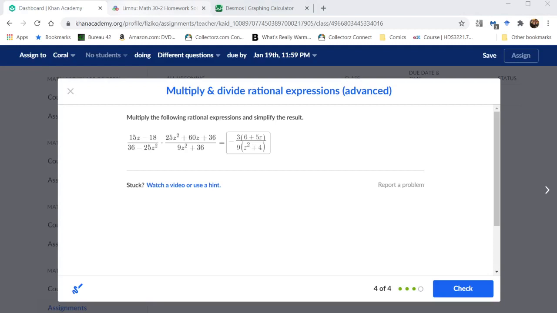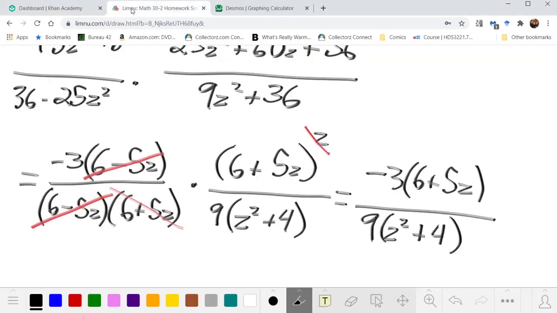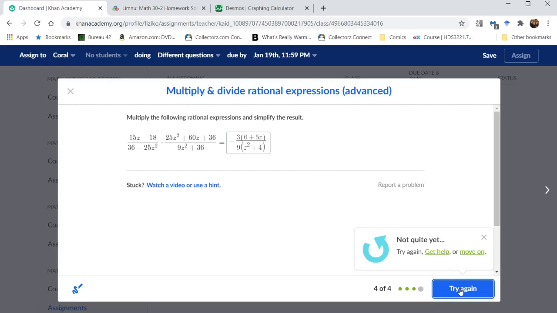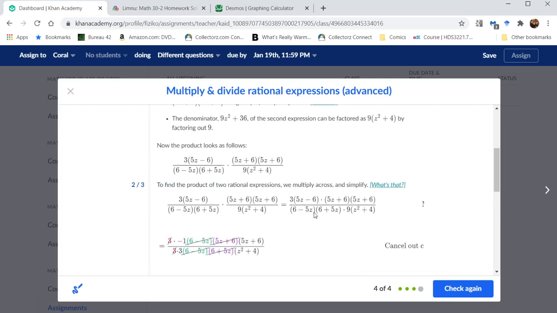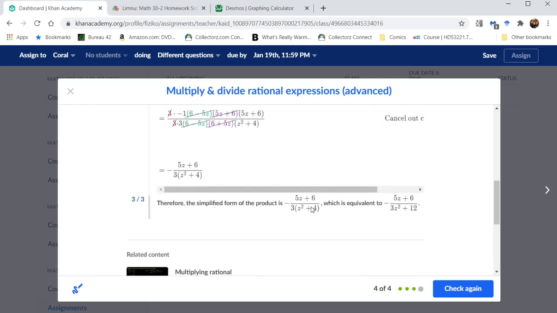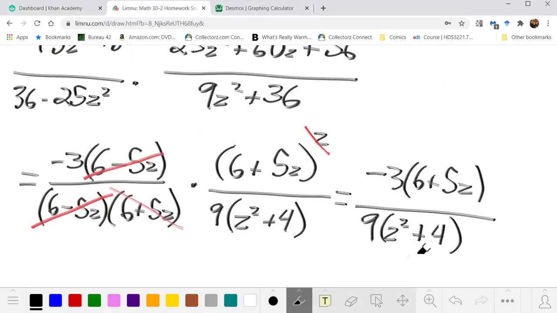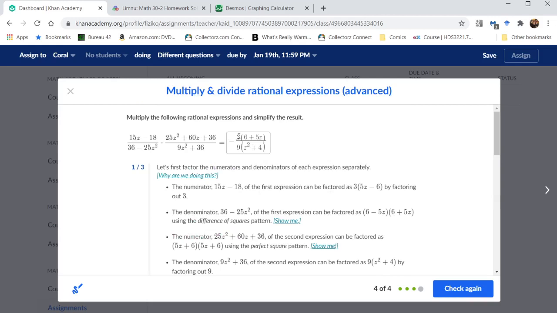So we carefully check to make sure it has been correctly transcribed. We have a negative 3, 6 plus 5z over 9 times z squared plus 4. And we have gone wrong somewhere. So we have gone wrong because I neglected to simplify the 3 over the 9. So, yes, we were on the right track, but we were not fully simplified.